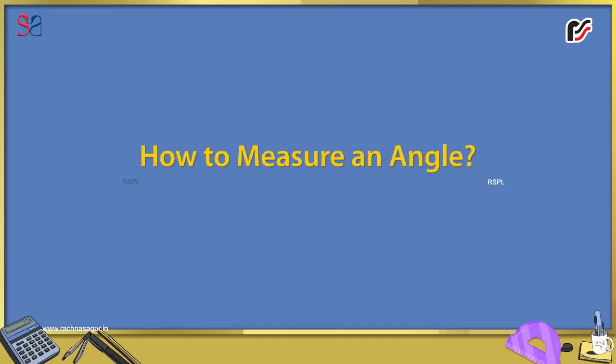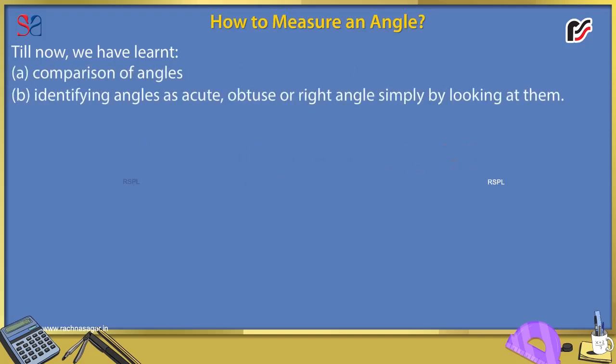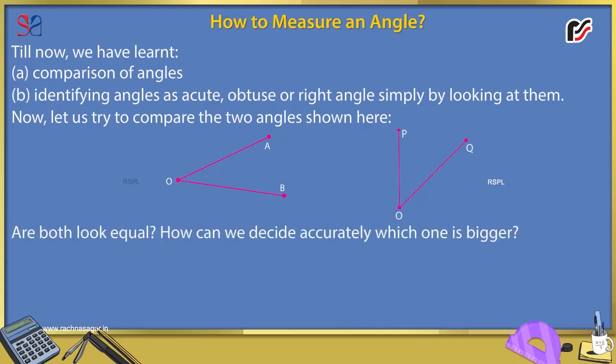How to measure an angle? Till now, we have learnt: A, comparison of angles; B, identifying angles as acute, obtuse or right angle simply by looking at them. Now, let us try to compare the two angles shown here. Do both look equal? How can we decide accurately which one is bigger?